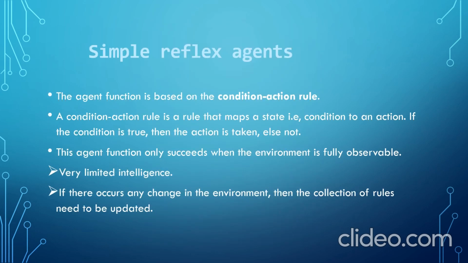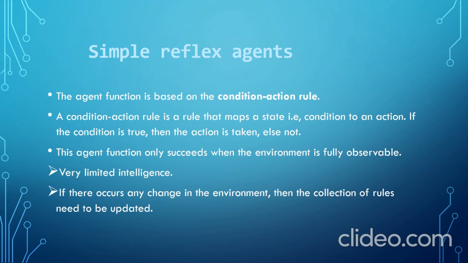The first type of agent is the simple reflex agent. The agent function is based on the condition action rule. A condition action rule is a rule that maps a state, that is a condition, to an action. If the condition is true, then the action is taken, else not. In a simple reflex agent, for every condition an action is mapped such that for that condition, the action has to be performed. This agent function only succeeds when the environment is fully observable.